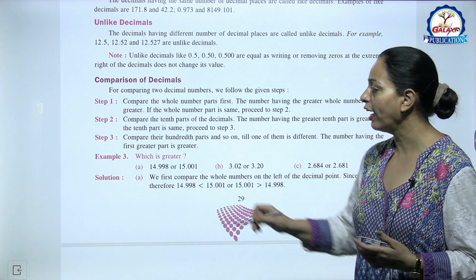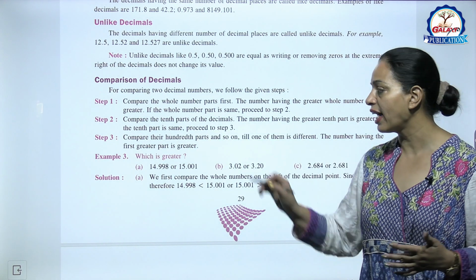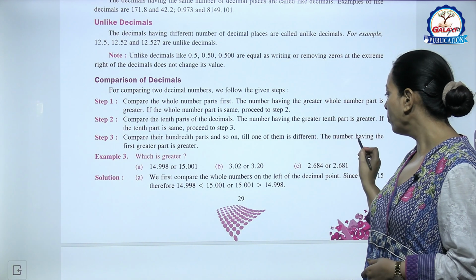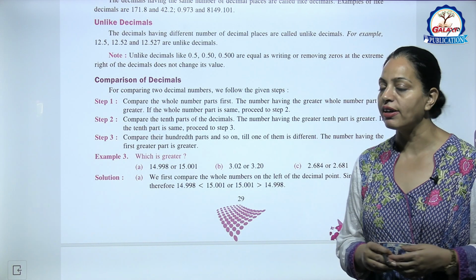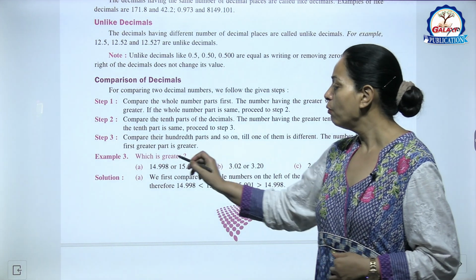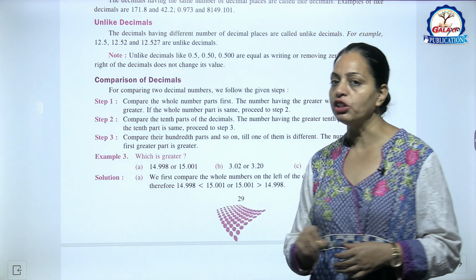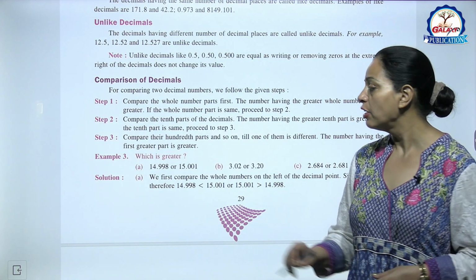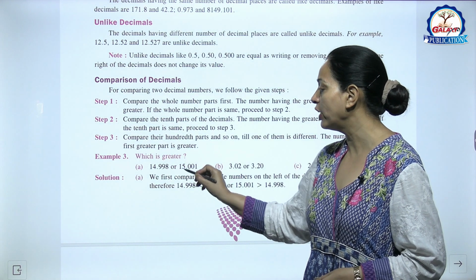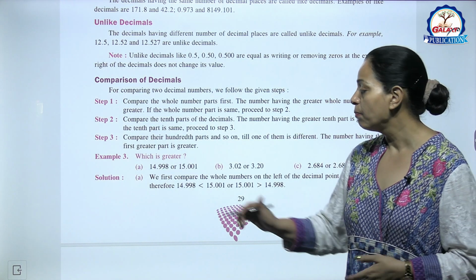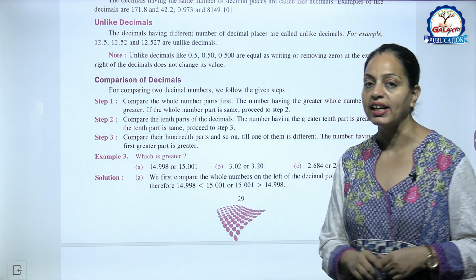Step 3 में क्या है? Compare their 100th parts and so on till one of them is different. So the number having the first greater part is greater. See how to compare. Example 3, which is greater, A part 14.998 or 15.001. So see the whole part, this is 14, this is 15. So of course 15 is bigger than 14, that's why second number is greater.